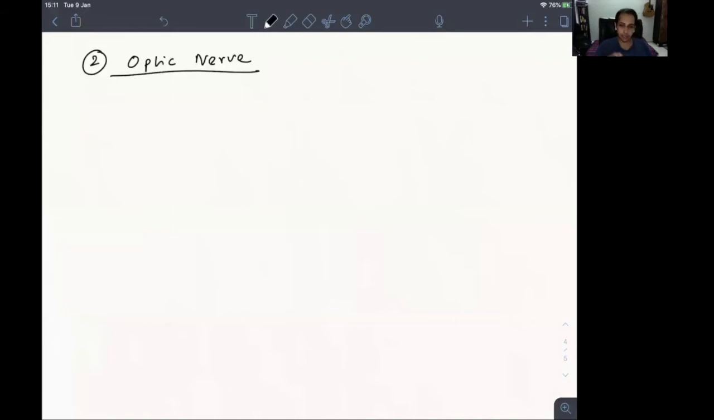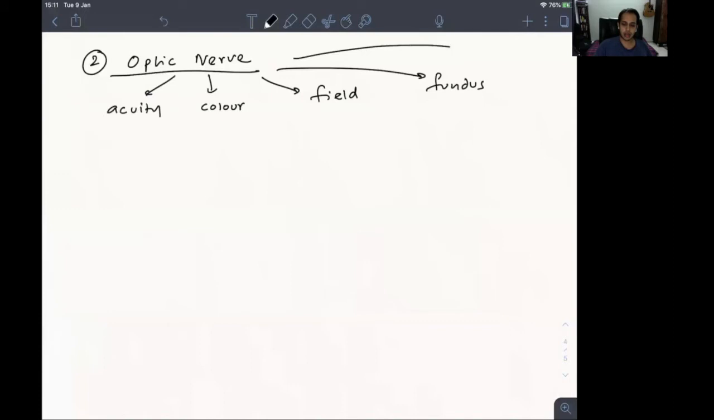So the basic scheme of testing your optic nerve is you need to check for visual acuity, you need to check for color vision, you need to check for field of vision, and you need to check for fundus. And finally, you need to check for reflexes.